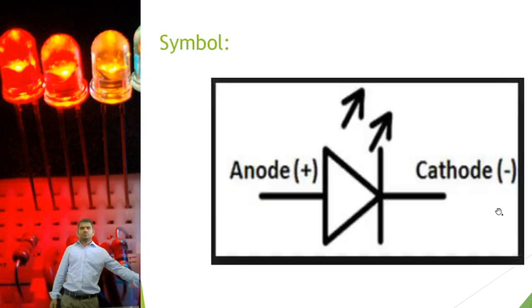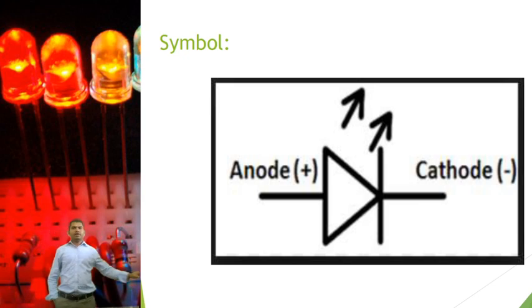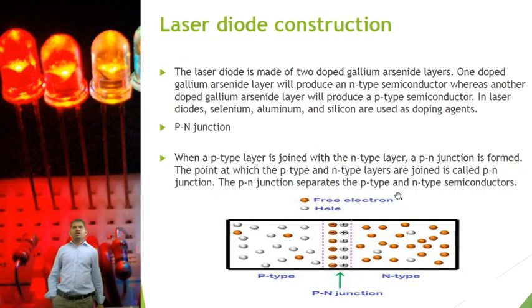Next, the symbol of the laser diode. This is the symbol, with an anode and a cathode. Now, laser diode construction. How do we construct a laser diode? For the construction of the laser diode we use a PN junction diode. We use gallium arsenide for the P-type semiconductor, and for the N-type semiconductor we use the same material, gallium arsenide.